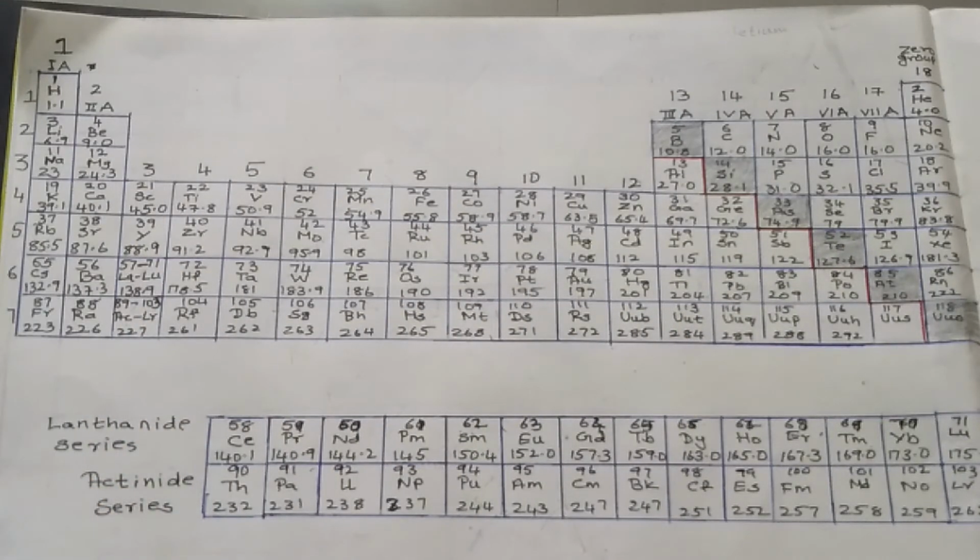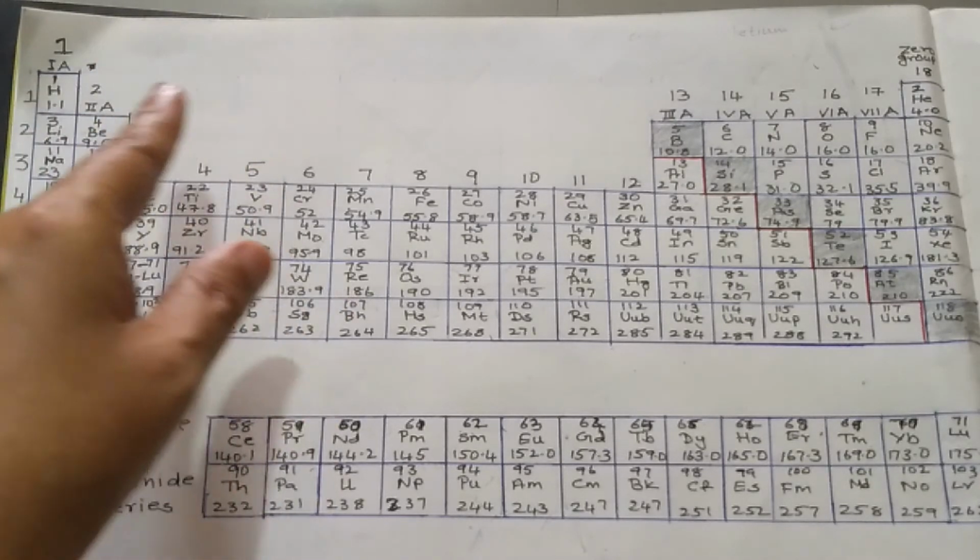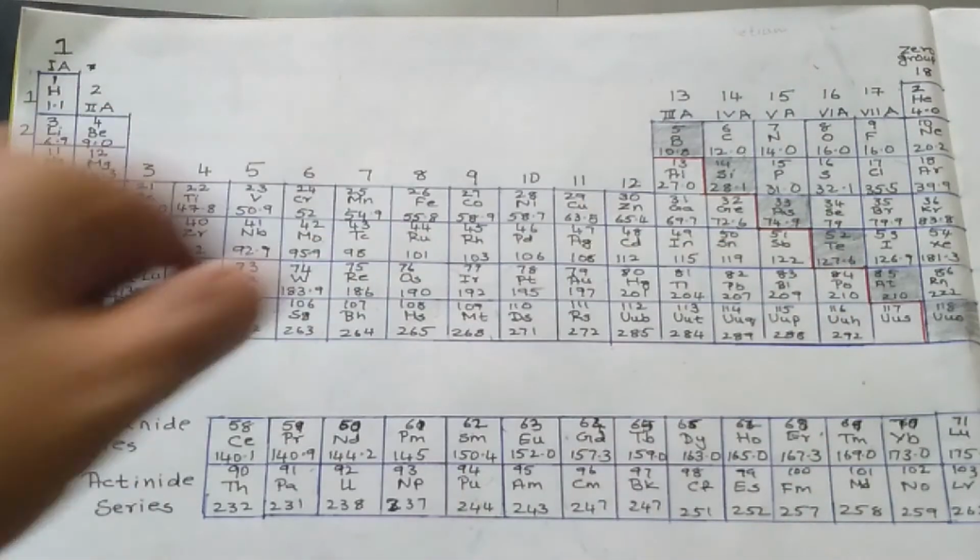Next you will find that the modern periodic table is divided into 4 blocks. How many blocks? 4 blocks. What are they? F block, D block, S block, P block. So there are 4 blocks. What are they? S block, D block, P block and F block.